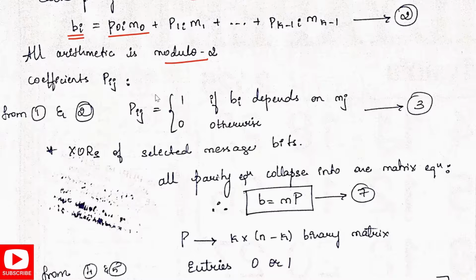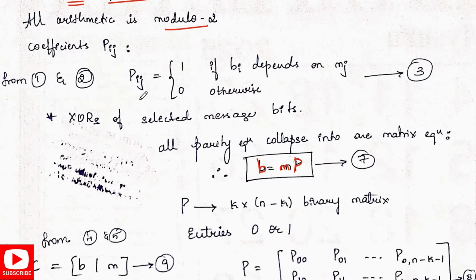All the parity equations collapse into one matrix equation, called B is equal to M into P. This is an important equation that you have to note, where P is a k into n minus k binary matrix, where the entries are 0 and 1.